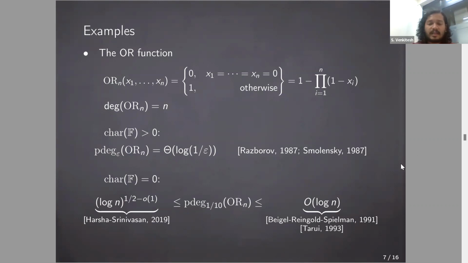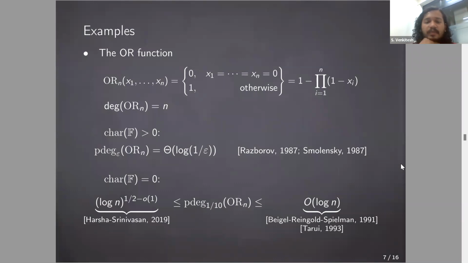But over the reals, the answer is a mystery. So what do we know currently? As of now, we know that for constant error, let's fix it to be 1 by 10, the p degree has an upper bound of log n. And this is due to two independent works by Nagel, Reingold, Spielman, as well as Tarui. And on the lower side, we have a bound of roughly square root log n, which is very recent due to Harsha and Srinivasan.